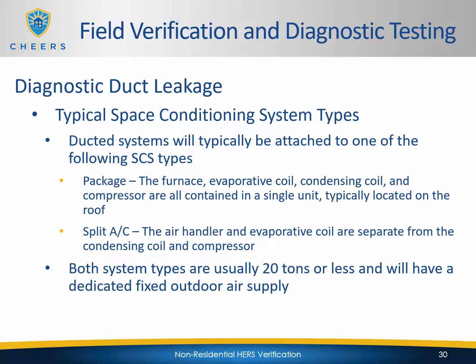For a split AC, the air handler and evaporative coil are separate from the condensing coil and compressor. So you have two separate pieces of equipment. Usually the air handler and evaporative coil will be located inside the dwelling or in the attic space, while the condensing coil and compressor will be located either outside on the ground or sometimes up on the roof, depending on the type of structure. That's the main difference between those two, and that's primarily what you're going to see. Both of these system types will usually be 20 tons or less, and will have a dedicated fixed outdoor air supply. So 20 tons is significantly more than what you would see in standard residential. Those usually don't go above 5 tons. So you may see larger systems, but they'll still be similar in type.